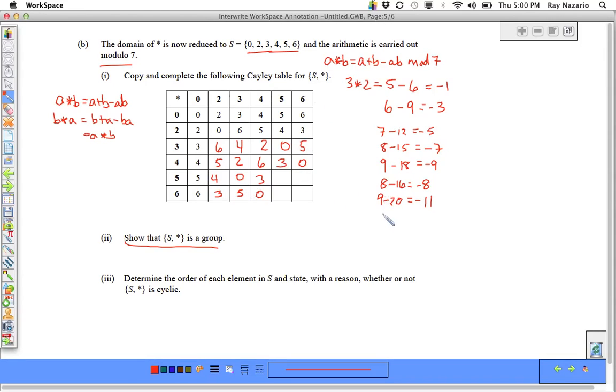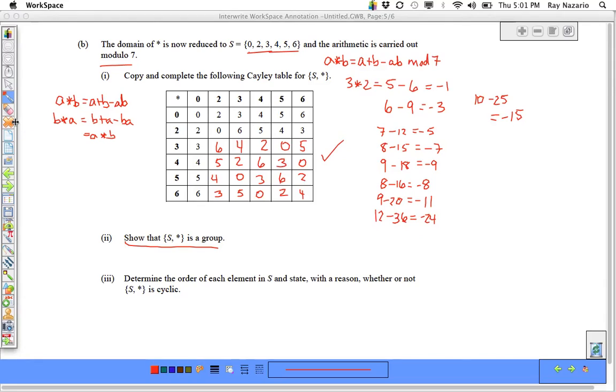We'll do 5 star 5. It's going to be the sum minus the product. That's going to be 6. Latin square property, this is 2. This is 2. Latin square property, this is 4. Let's just verify. 6 star 6 is the sum minus the product, negative 24, which is 4 in mod 7. So here's our Cayley table.